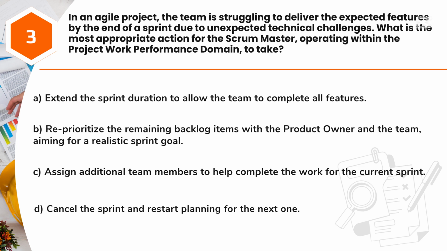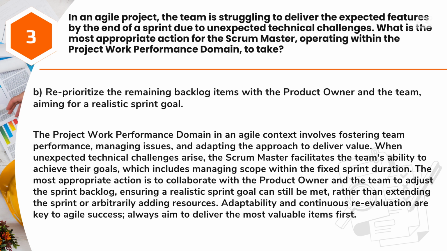A. Extend the sprint duration to allow the team to complete all features. B. Reprioritize the remaining backlog items with the product owner and the team, aiming for a realistic sprint goal. C. Assign additional team members to help complete the work for the current sprint. D. Cancel the sprint and restart planning for the next one. Answer: B. Reprioritize the remaining backlog items with the product owner and the team, aiming for a realistic sprint goal.